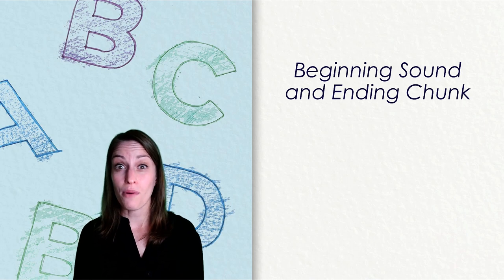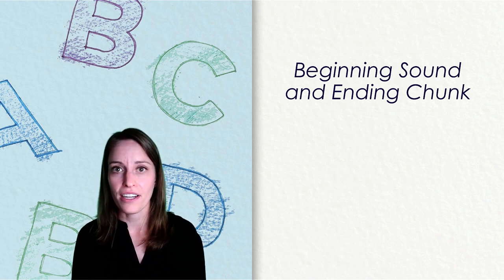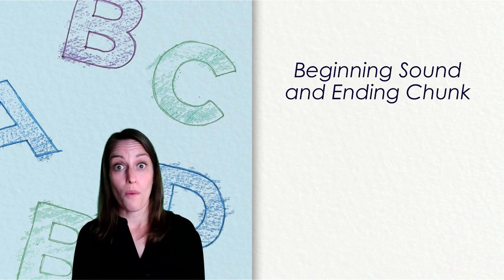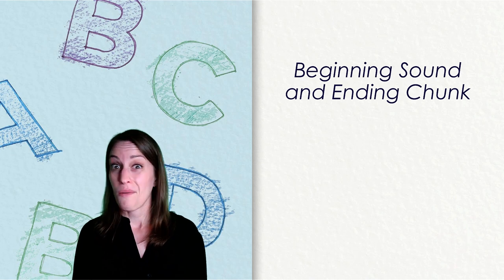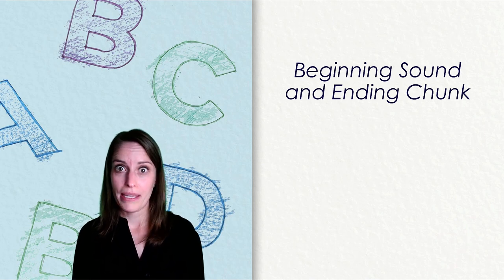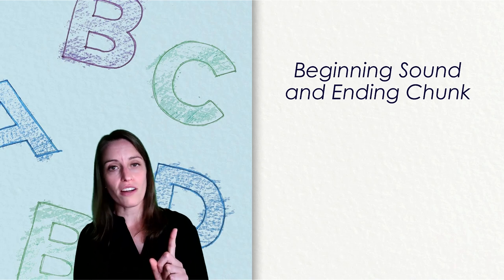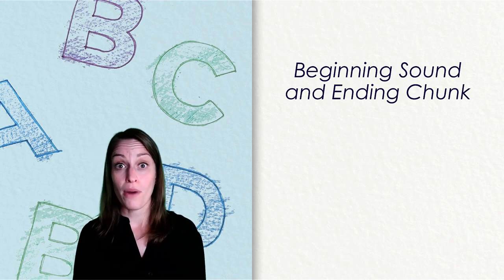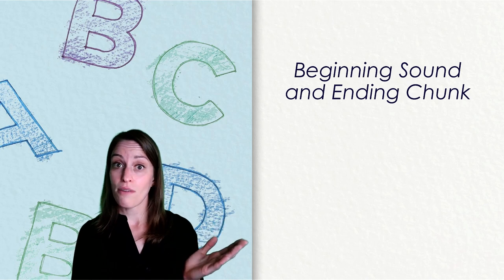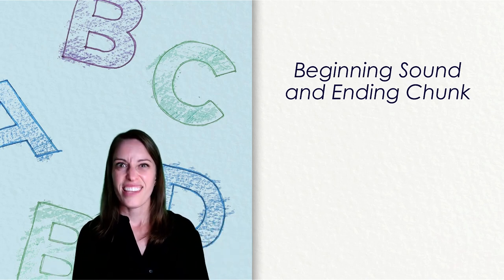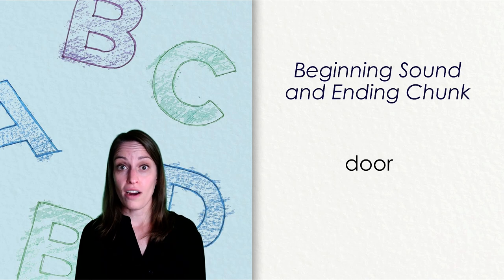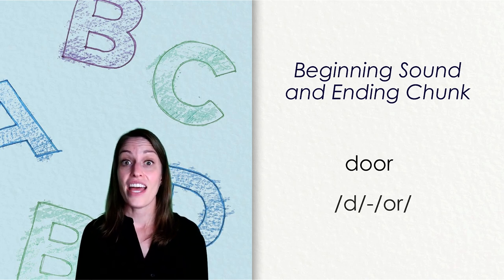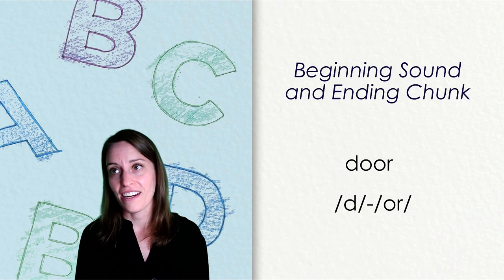Now, we are going to break words down even smaller. I am going to give you a word, and then I want you to break that word apart. We're not going to break it into syllables because these are just one syllable words. I would like you to help me break the word into its beginning sound and its ending chunk. Let's do an example together. The word is door. The beginning sound of the word door is d, and then its ending chunk is or.